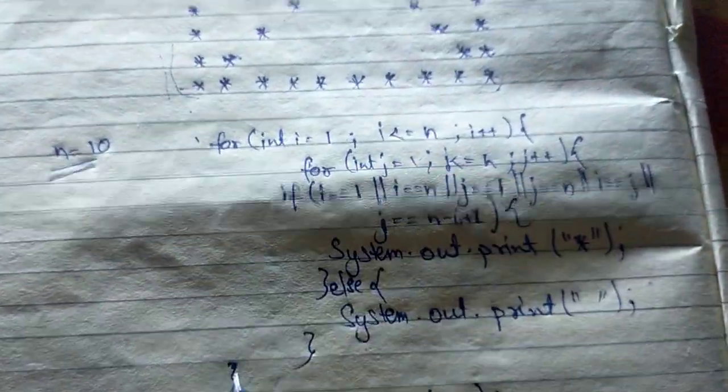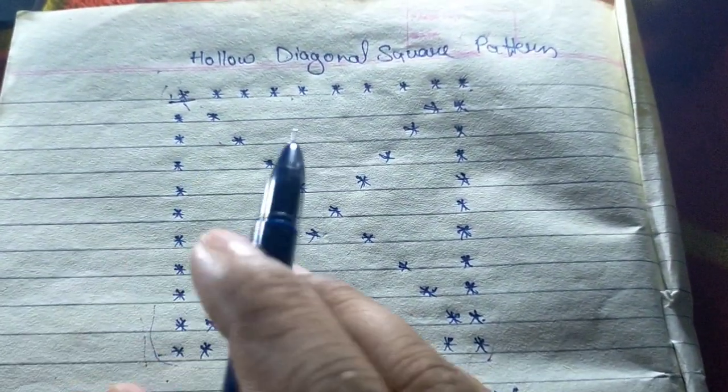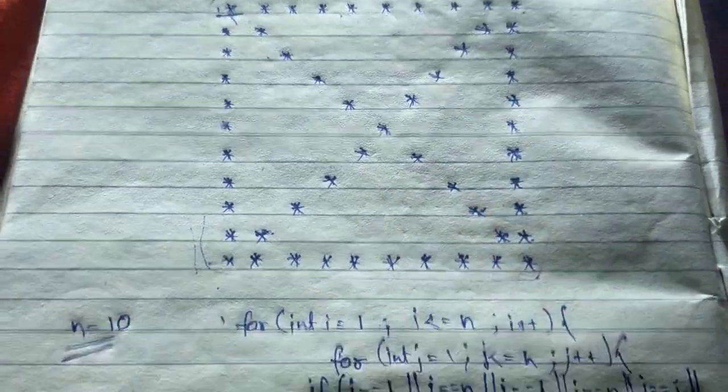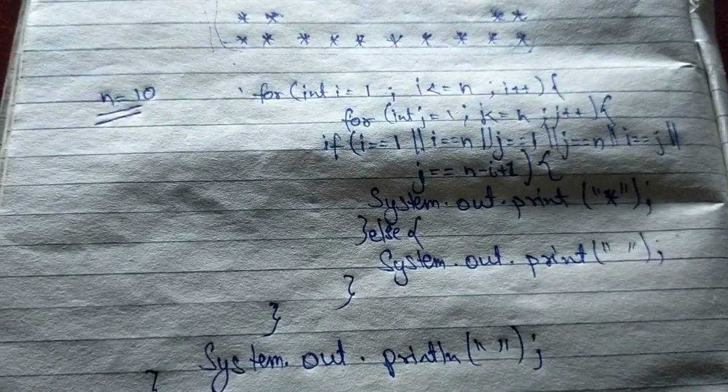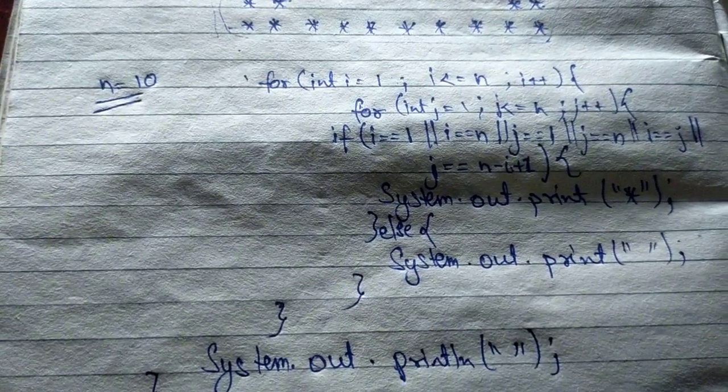So here is the code for printing the hollow diagonal star square pattern. It is very simple code and easily understood.